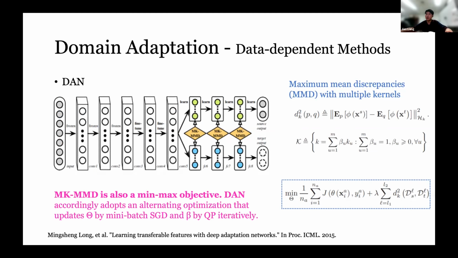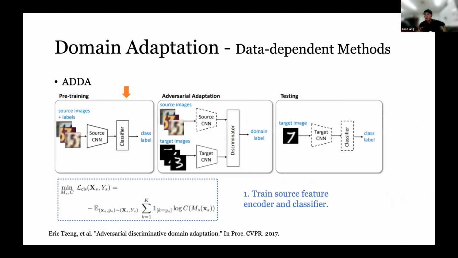Okay, so the main idea is still to minimize the distribution difference. If we look carefully at this objective, we can find that this paper also has a min-max objective. They iteratively minimize the network parameters to minimize the distribution difference, while the coefficient beta tries to maximize the difference. So it is also a min-max objective. Okay, maybe next page. There is another popular method called adversarial discriminative domain adaptation.